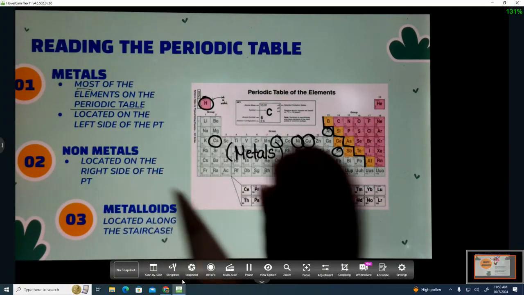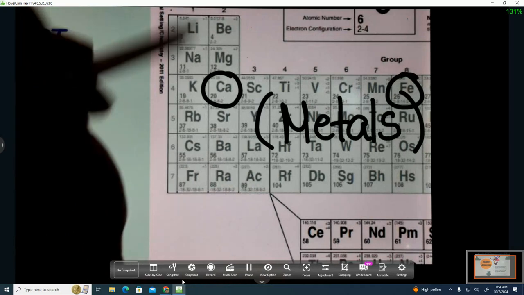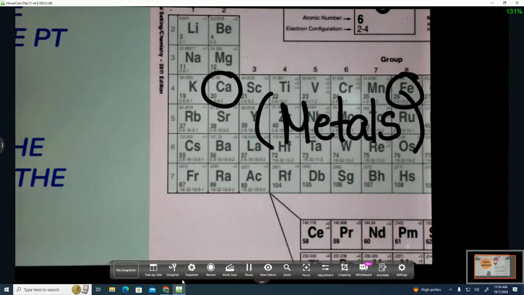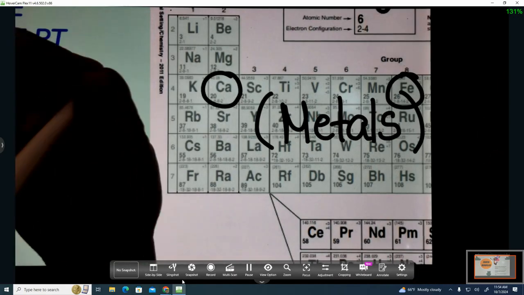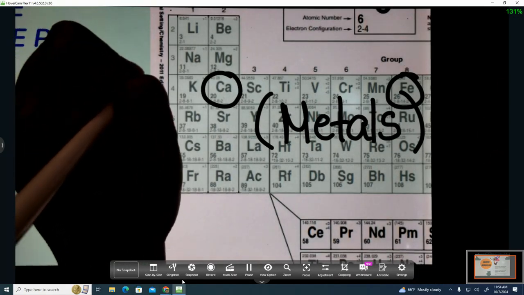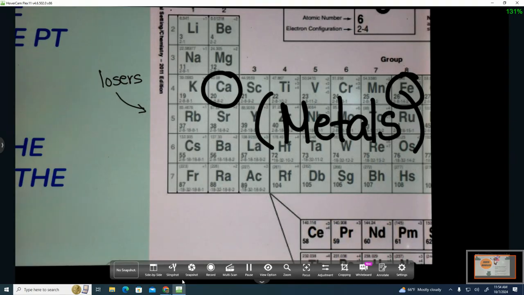From what we know so far, what else can you tell me about these elements that are over here on the left side? Think about what their electrons do. Do they like to gain electrons, or do they like to lose electrons? They like to lose electrons. So these are the losers. They live on this side of the periodic table. They're going to lose their electrons very easily. That's what's making them a metal.